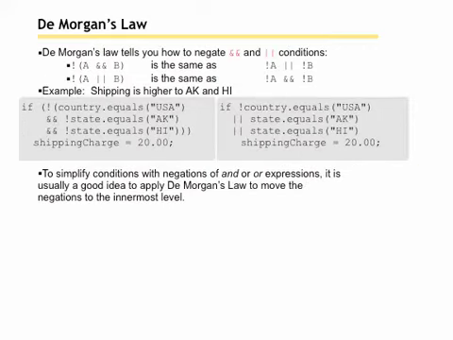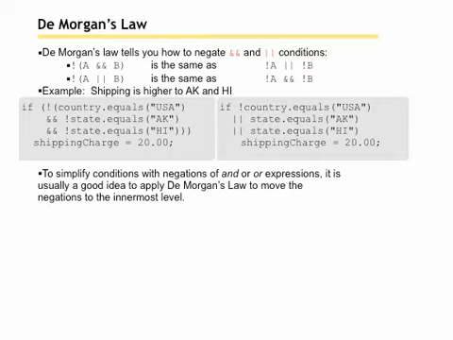De Morgan's law is a law that tells you how to negate and and or conditions. If we had not (A and B), it's the exact same as if we said not A or not B. Notice, just like the distributive property that you used in elementary school, we can distribute that not, but we have to flip the logic operator to the other one. So not (A and B) is the same as not A or not B. And not (A or B) is the same as not A and not B.